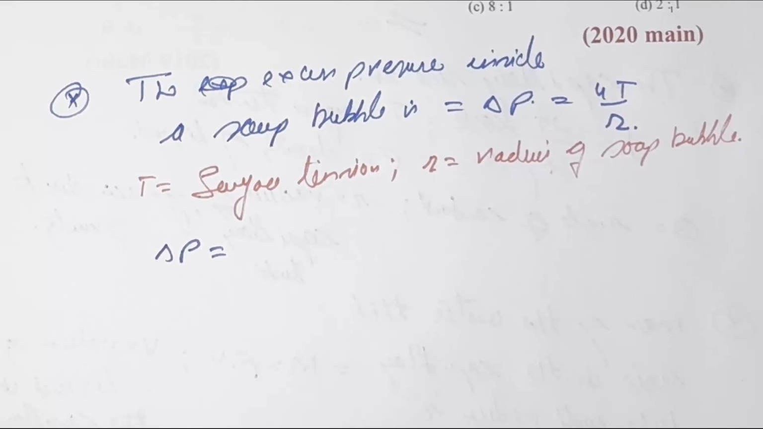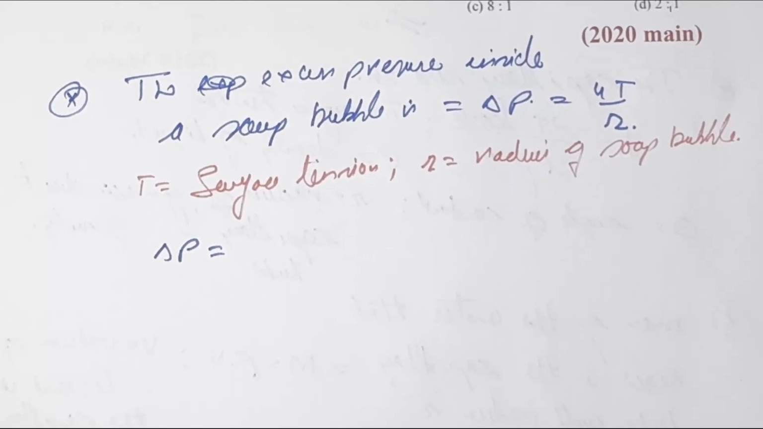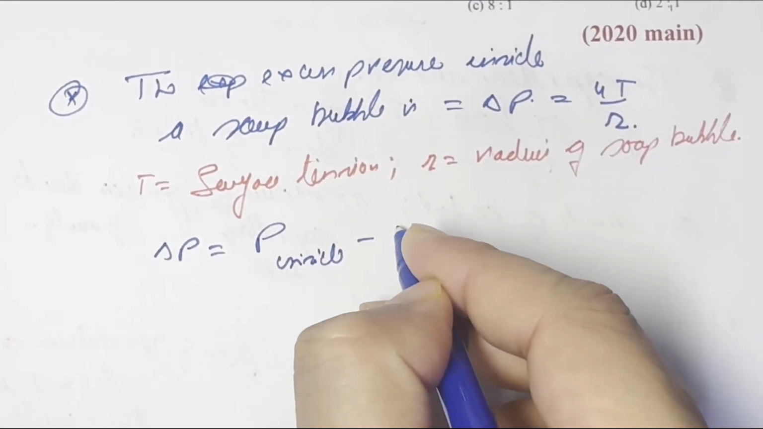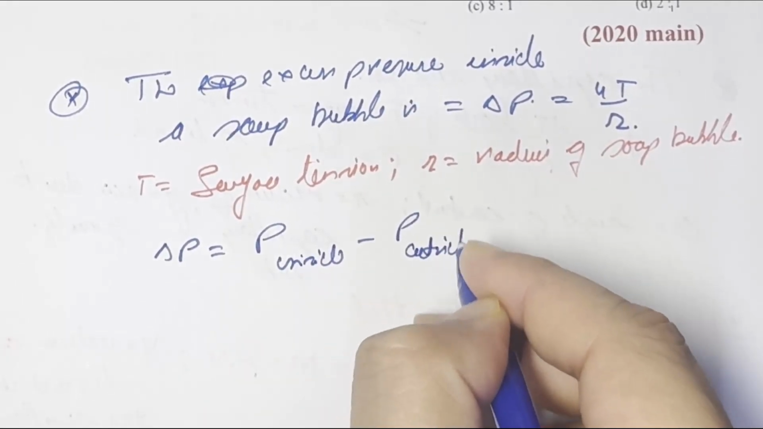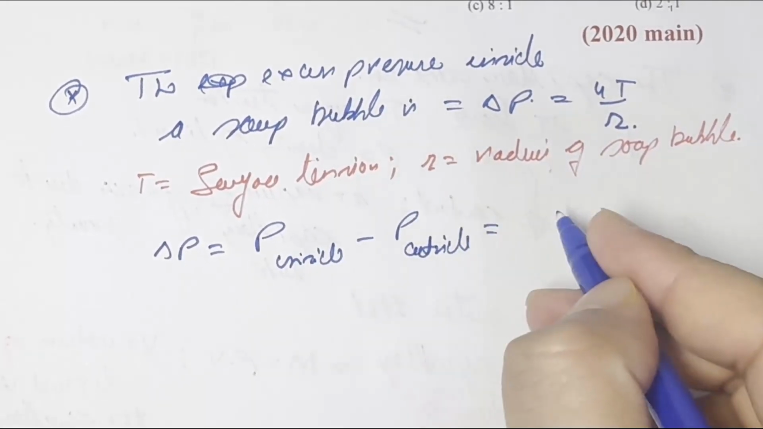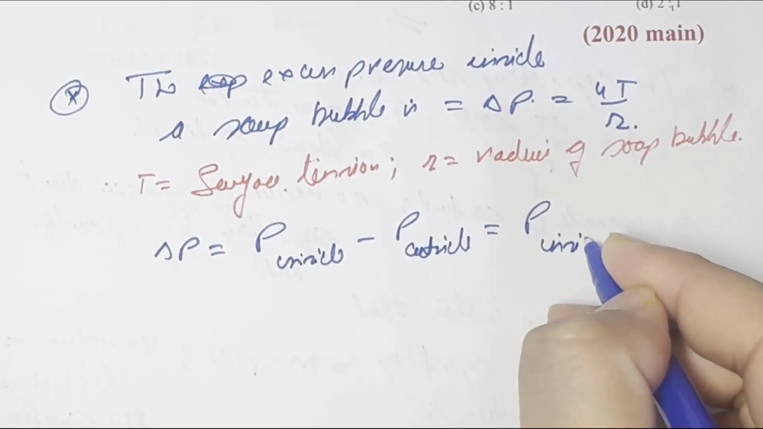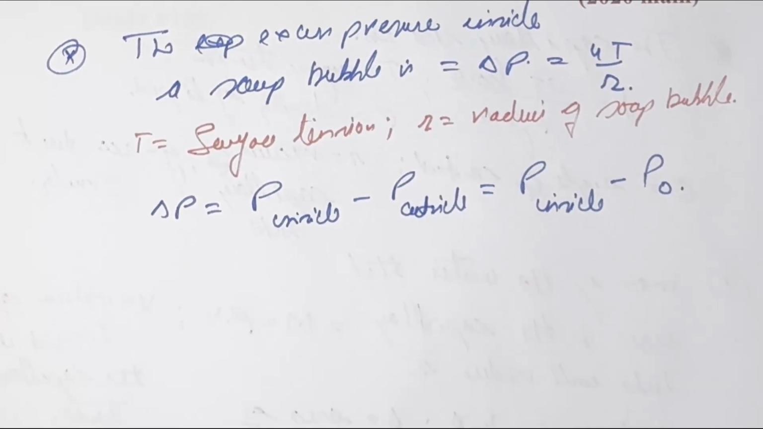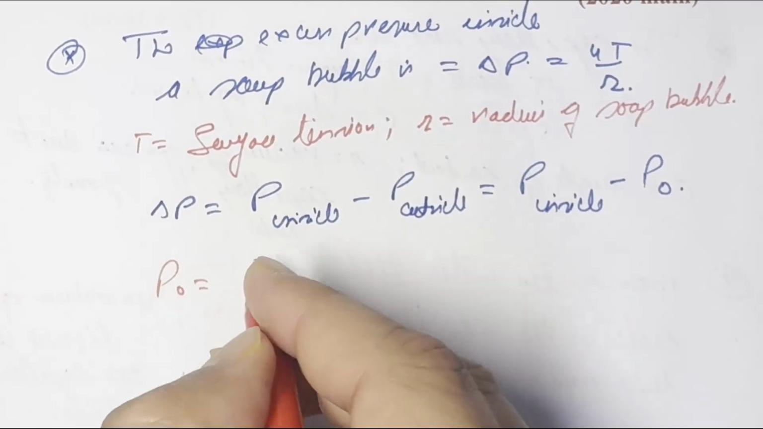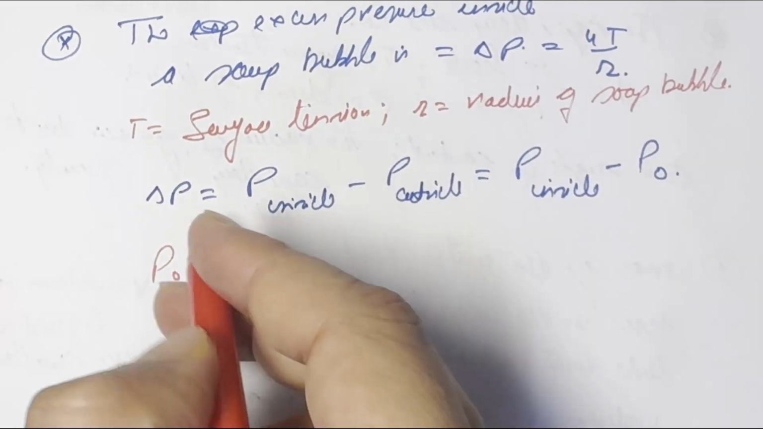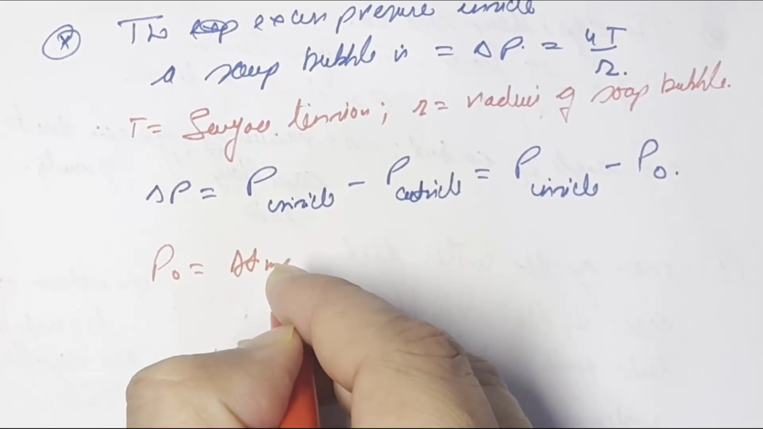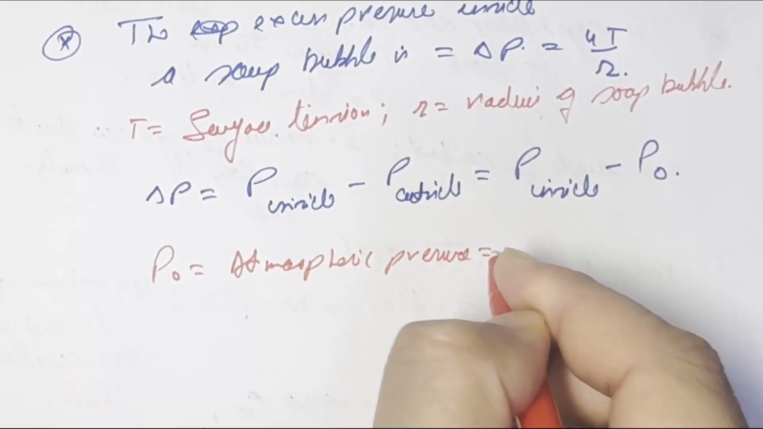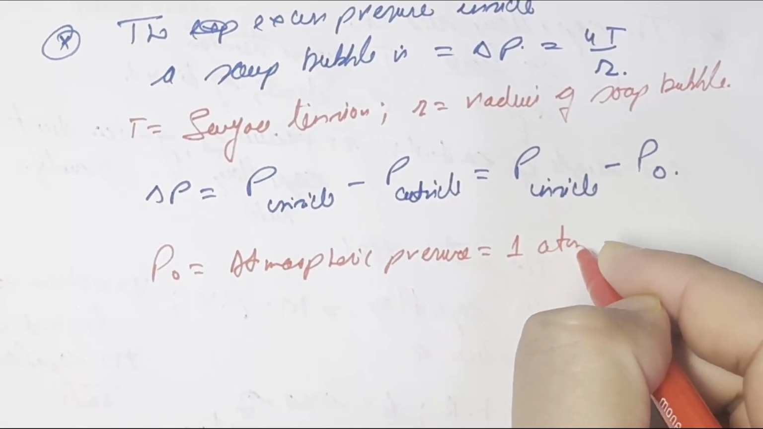And this excess pressure, that is delta P, can also be written as the pressure inside the soap bubble minus the outside pressure, and outside pressure is nothing but the atmospheric pressure. So you can say P inside minus P outside, which can be written as P inside minus P naught, where P naught is atmospheric pressure, and its value is 1 atm.